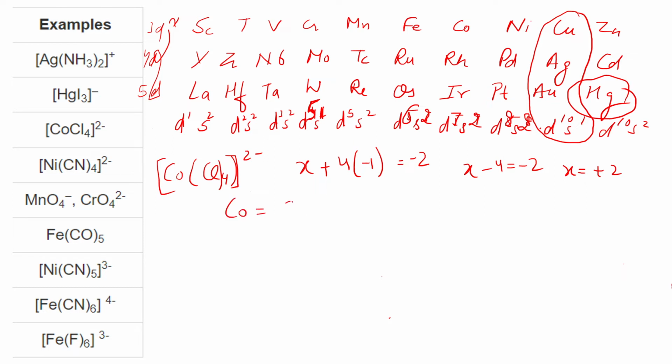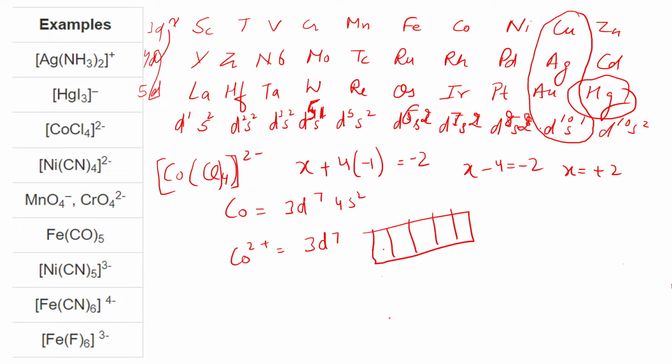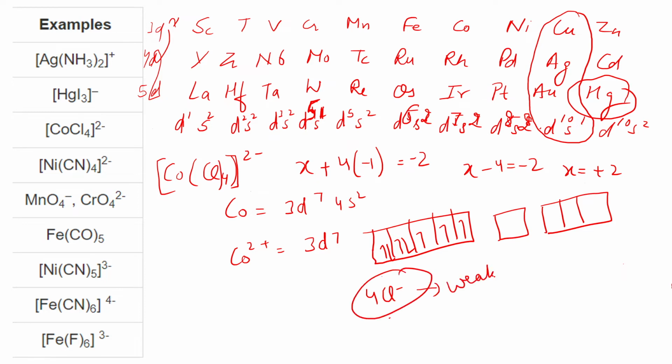Cobalt has an electronic configuration of 3d7 4s2. Cobalt plus 2 has an electronic configuration of 3d7. Fill these electrons, 1, 2, 3, 4, 5, 6, and 7. How many ligands are there? We have 4 ligands, 4 Cl minus, and all these are weak field ligands. Do weak field ligands cause any pairing? No pairing.